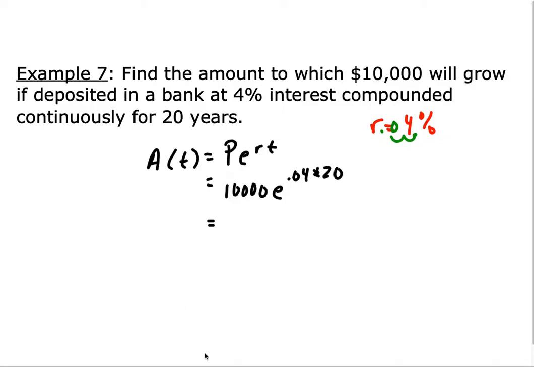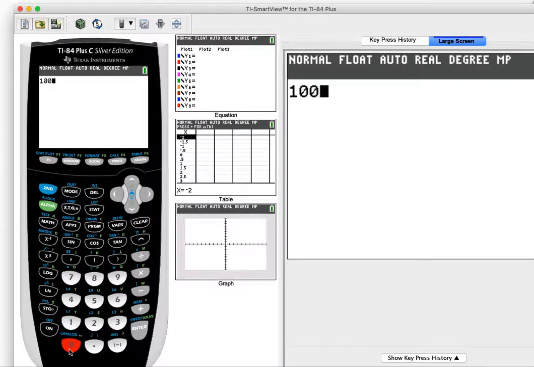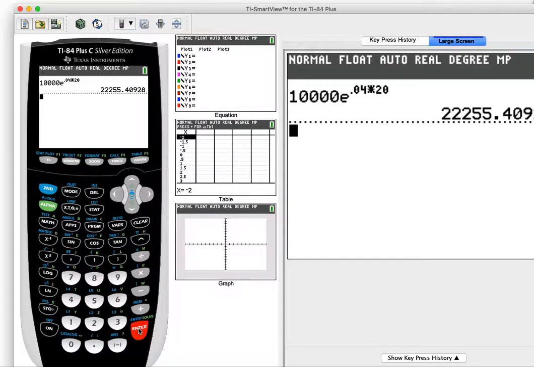So let's plug that into our calculator here. I'm going to take 10,000, and then I'm going to get e, which is second ln. It's right above the ln button, and our R value there is 0.04. I'm going to say times 20, equals, and I get $22,255.40 or 41 cents. Well, there's a 9 over there in the third decimal place, so it's going to round that 0 up to a 1, so it's 41 cents.